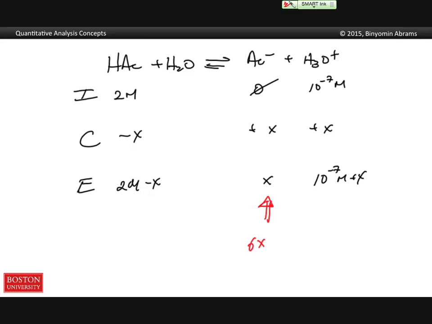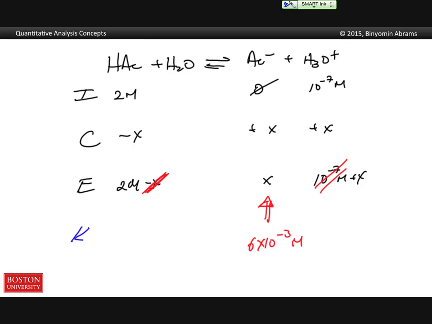It was 6 times 10 to the minus 3 molar. So notice that this x over here is kind of small compared to the 2 molar. I'm going to ignore it for now. And same thing over here, this x is much larger than 10 to the minus 7, so I'm going to ignore it. Let's put it all together.